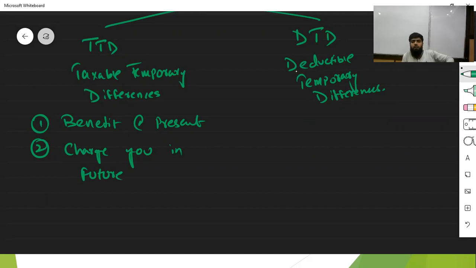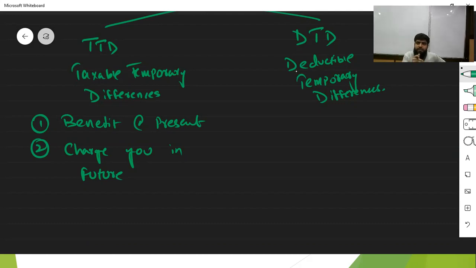For example, let me give you an example. Accrued expense. I recorded an accrued expense, salary expense debit and salary payable credit in my accounting records. In accounting profit, I recorded that expense debit and payable credit. Now the tax department will say that we will not consider that as an expense. It means, what is this? This is a taxable temporary difference.